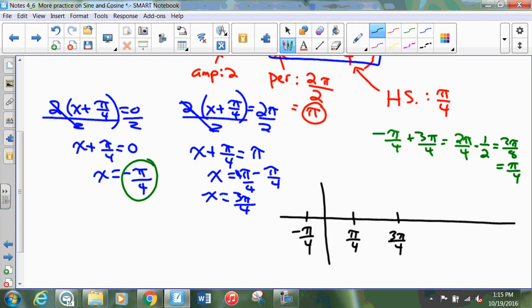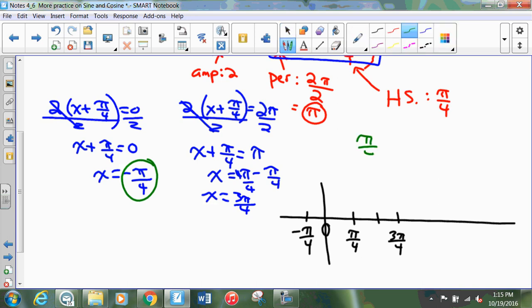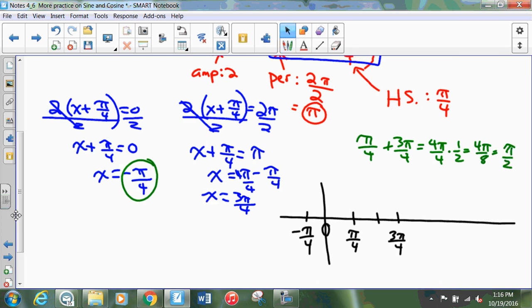And then I do the same thing to get negative pi over 4 plus pi over 4. Well, we don't even need to write that down, because negative pi over 4 plus pi over 4 is 0. 0 divided by 2 is 0. And then over here, to add pi over 4 plus 3 pi over 4, that's going to give me 4 pi over 4. Multiply by 1/2, which gives me 4 pi over 8, which reduced gives me pi over 2. So that's this tick mark.